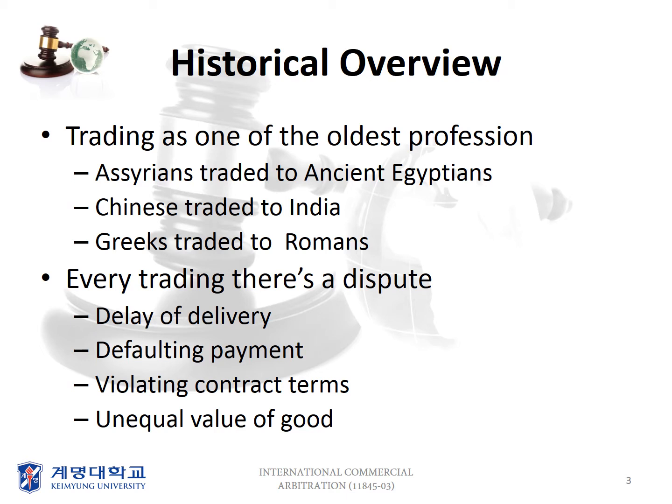And of course, humans have emotions. Transactions were not that perfect. Due to circumstances, disputes arise. So what are the common disputes? Number one, delay of delivery. Number two, defaulting payment. Number three, breach of contract or violating the contract terms. Number four, unequal value of goods.